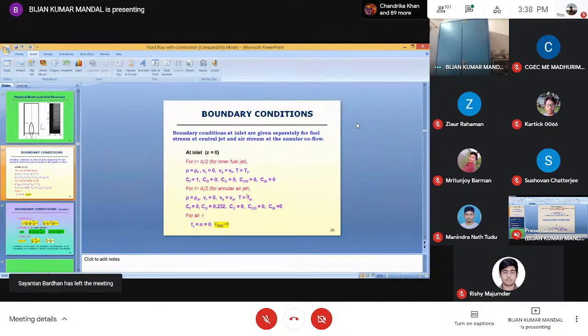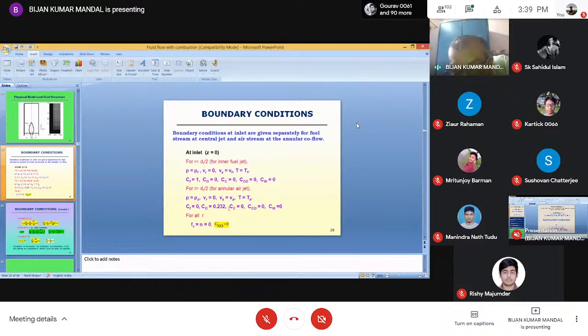And since these are the concentrations of the different species, here it's only fuel. That's why Cf is equal to 1, and you can see that oxygen, carbon dioxide, carbon monoxide, and water vapor are all 0. Now go to the other one, that is the outer one, the annular jet through which air is entering. There is no fuel. So that's why we give rho is equal to rho of air. Vr is again 0, it is again entering axially.